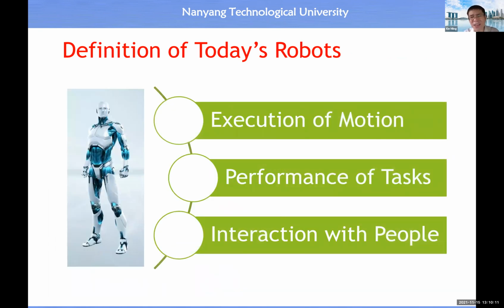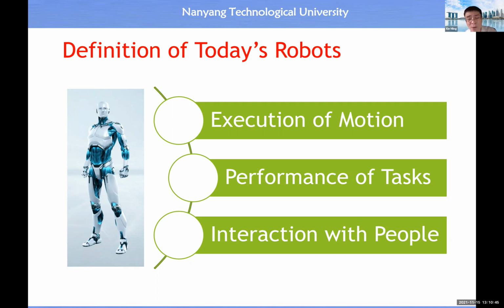This slide shows you three key components which should be included inside the definition of today's robot. The first component is the ability to execute programmable or reprogrammable motion. The second component is the ability to perform programmable or reprogrammable tasks.